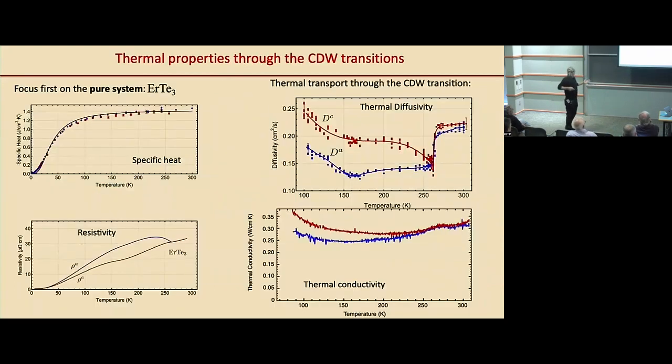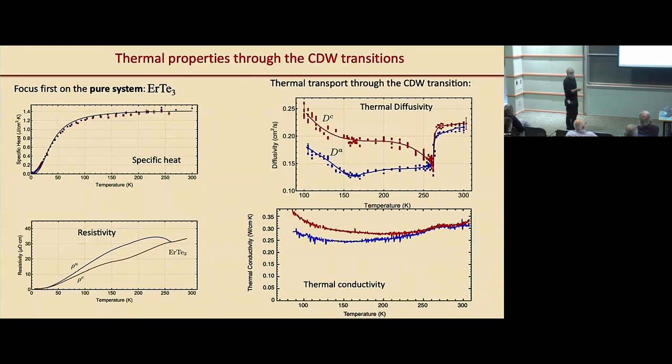Okay, again, here are the measurements. This is the specific heat that we measured. The first CDW, which is the important one, is somewhere here. There was no resolution. I'll show you in a minute the specific heat from here. That's the resistivity in the two directions. So from now on, all the C direction, which is the primary CDW direction, is going to be in red, and the perpendicular direction is going to be in blue.